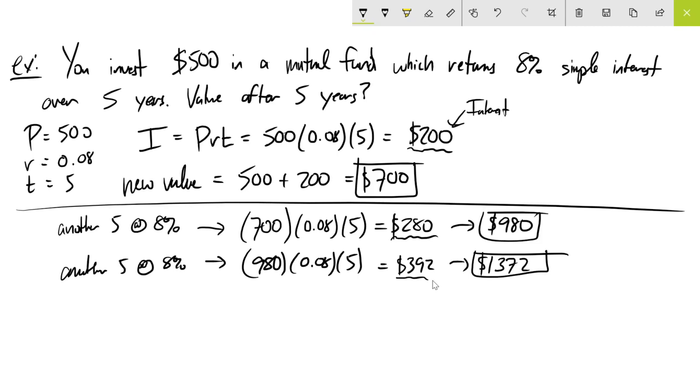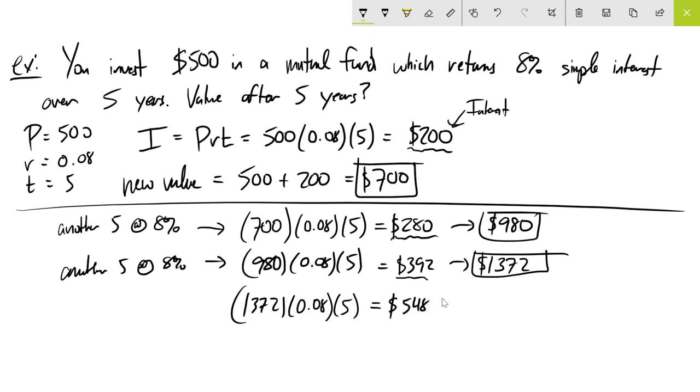And then you can see not only is your balance going up, but the interest you earn is also going up. In the first 5 years, you only made $200, and in that third 5 years, you made almost twice that. And if you keep going up, like if you take your $1,372 and you earn another 8% for 5 years, now how much did you earn? We'll just do it one more time, but you get the point. What would that be?